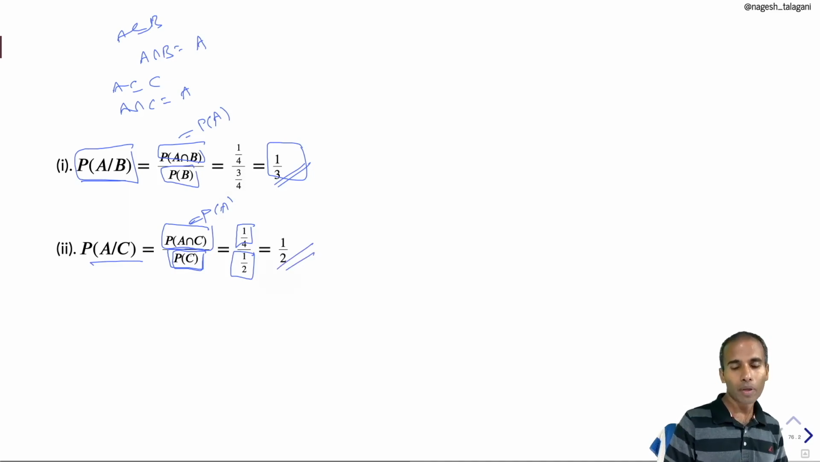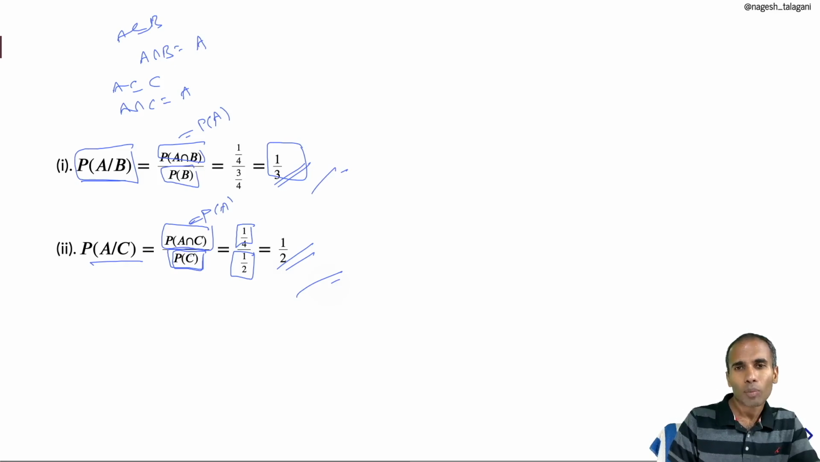Okay. Now we see that the conditional probability of the family having both boys given that the family has a boy is 1 by 3, and the conditional probability of the family having both boys given that the elder one is a boy is 1 by 2. Here most people approach the first one as the second one and come up with the answer 1 by 2. But please understand these two questions are different.